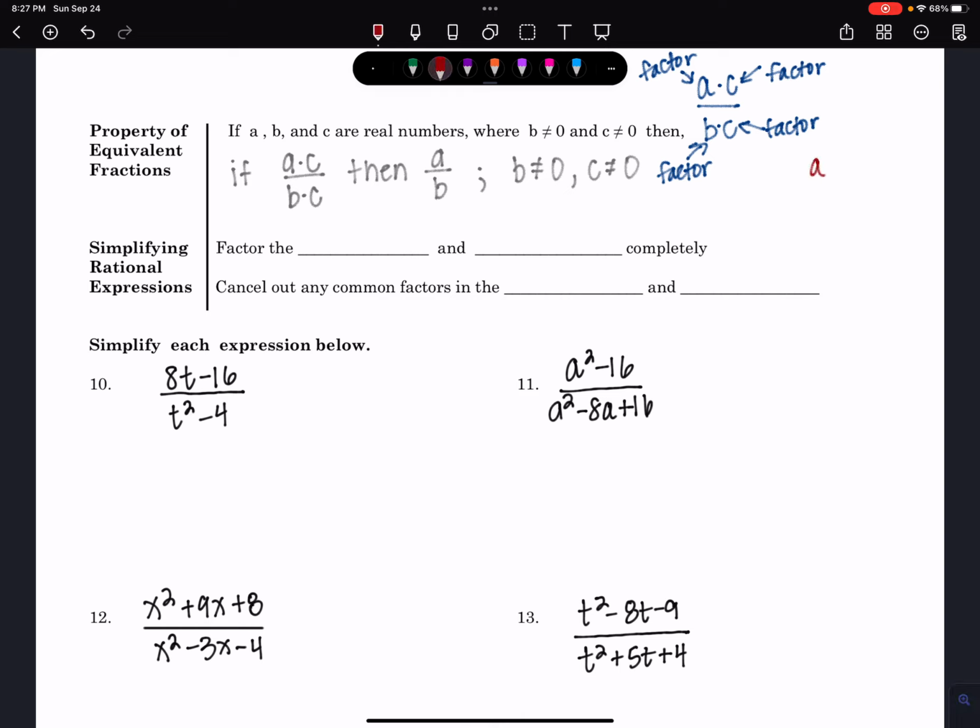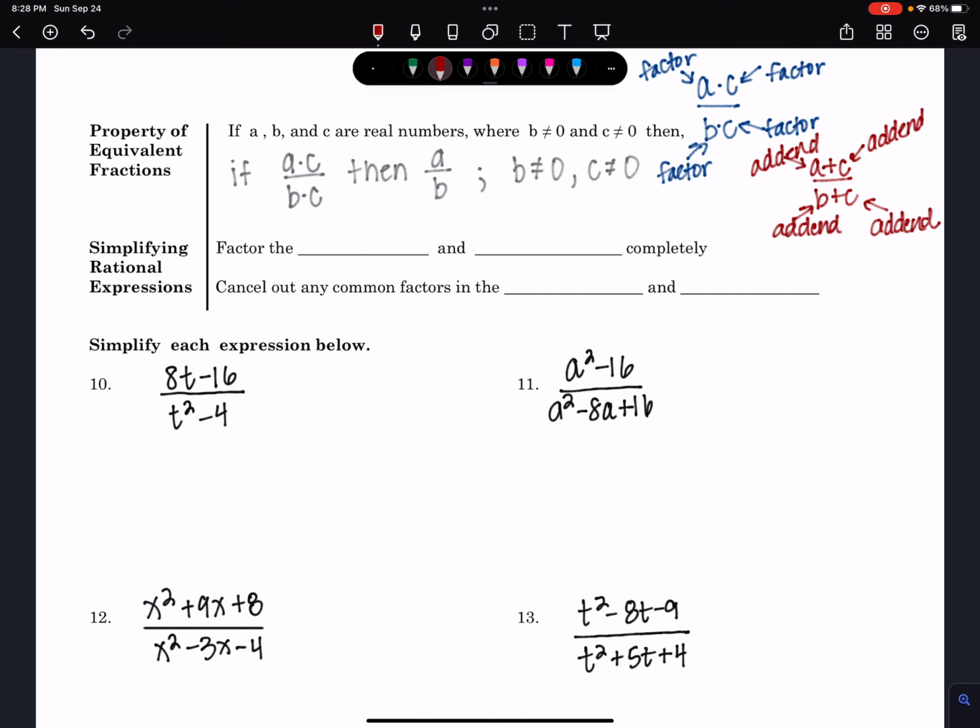Unlike A plus B, let's make it the same thing, A plus C over B plus C. These are addends. So these are things that we're adding together. Now you can cancel out common factors. You cannot cancel out common addends. Okay, so you cannot cancel out common addends.